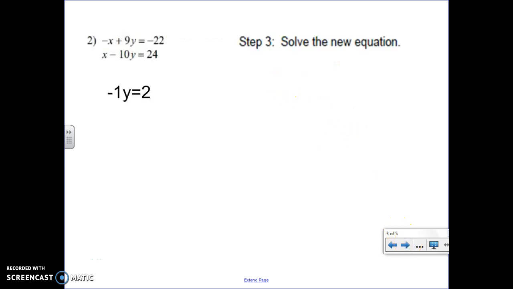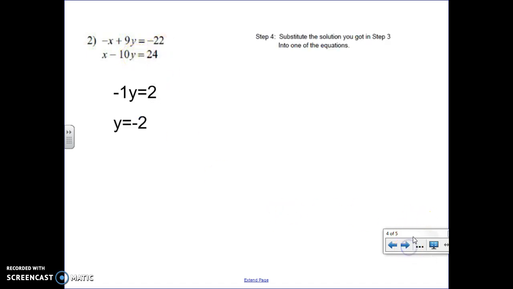Well, now I have -1y equals 2, and my third step is to solve my new equation. I'm going to solve this equation for y. So I'm going to divide both sides by -1, and I get y to equal -2. So I know what the y value is that makes both these equations true. If I plug -2 in here and -2 in here, I would get exactly the same x. That last step is for us to find out what that x equals.